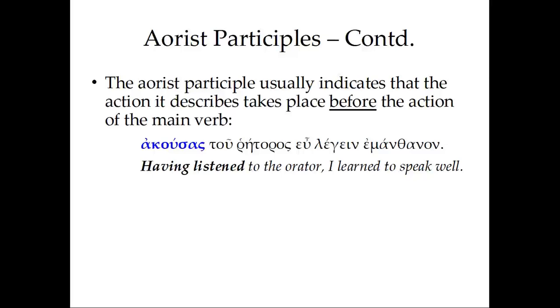So what's another option? Well, if the listening took place before the learning, we could translate it as follows. I listened to the orator and learned to speak well. So we have a sequence of events. And in English, a better way really of translating this is by using two normal verbs, two main verbs, two finite verbs, and not a participle plus a verb. This is going to be really, really helpful as we translate and try to understand what participles are doing in Greek.